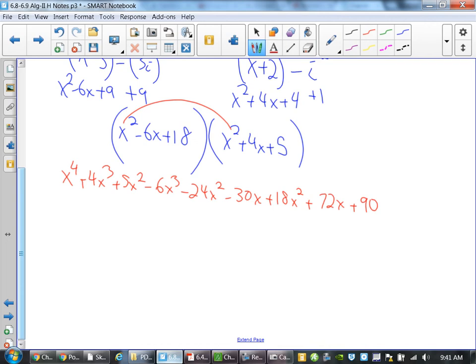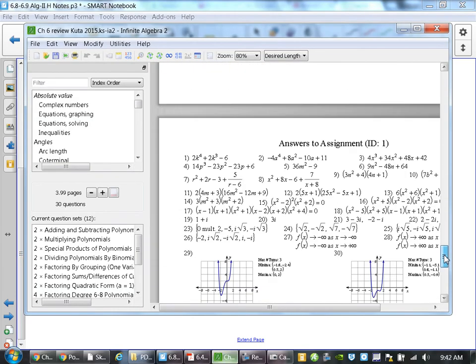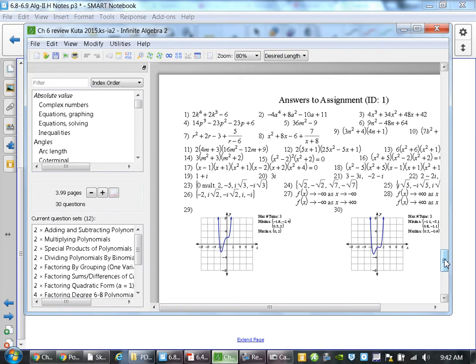And now it's a matter of adding. So x to the 4th, then plus 4x cubed minus 6x cubed, so it's minus 2x cubed, plus 5 minus 24 plus 18, so that's plus 23 minus 1, and then 42x and 90. I wonder if I was right. I hope so. What number was that? 21.